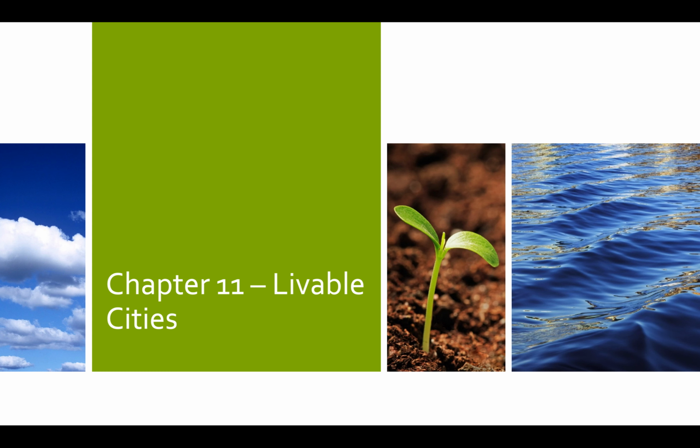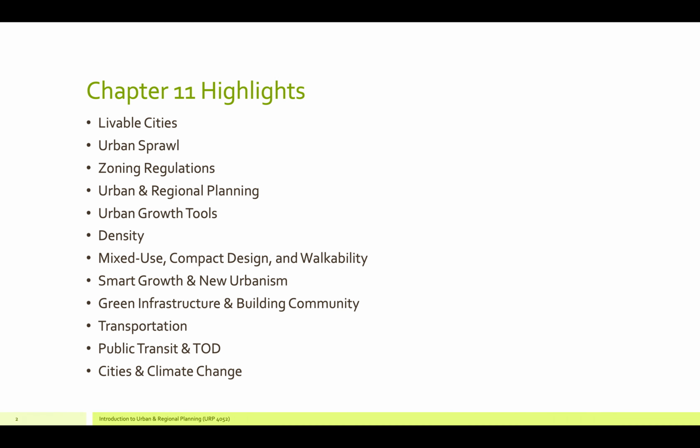Okay, this week we're on to chapter 11, where we're going to be discussing livable cities. Now, the one thing you'll notice with this chapter is that it discusses many of the planning elements that we've discussed previously. This is going to talk about many of the planning and design elements. This is where the rubber meets the road, where we'll go into urban sprawl, zoning regulations, urban and regional planning, urban growth tools, densities, and so on and so forth. So you'll see that list.